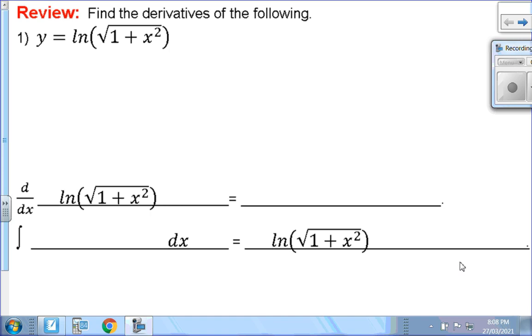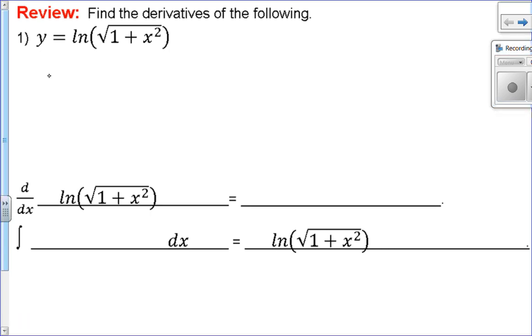In this video, we're going to review derivatives and antiderivatives, and I have 4 questions to do that. So in my first question here, I have the natural log of the square root of 1 plus x squared. I'm going to start by finding the derivative of that.